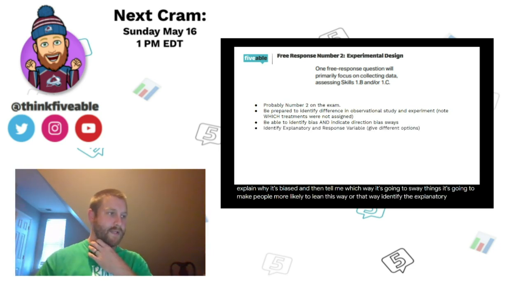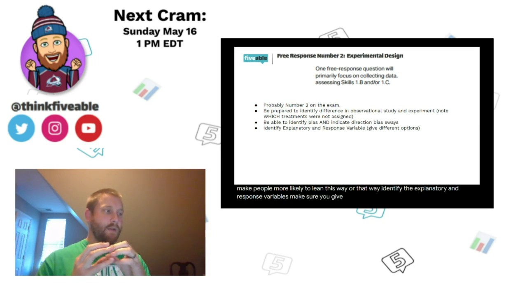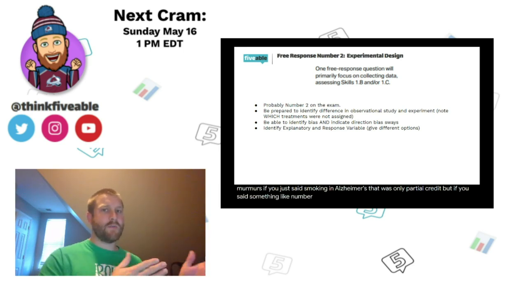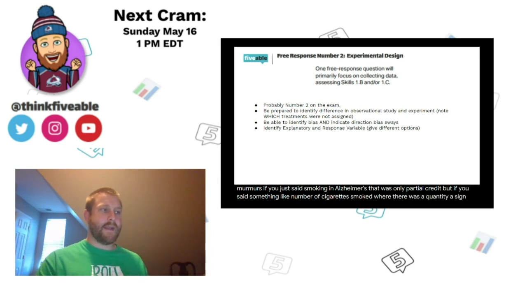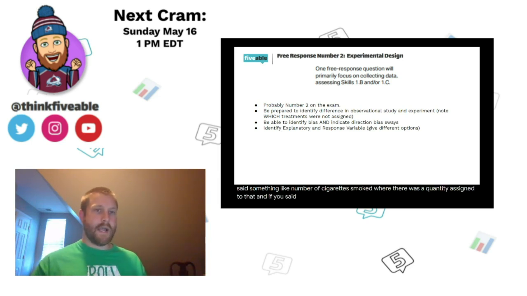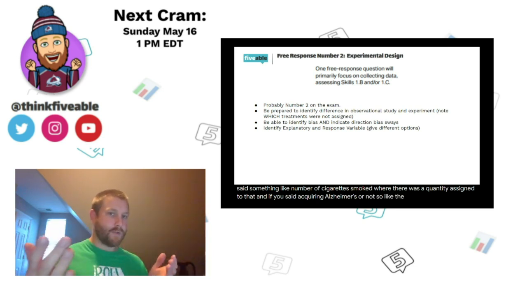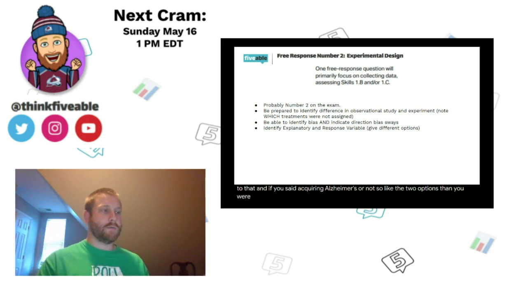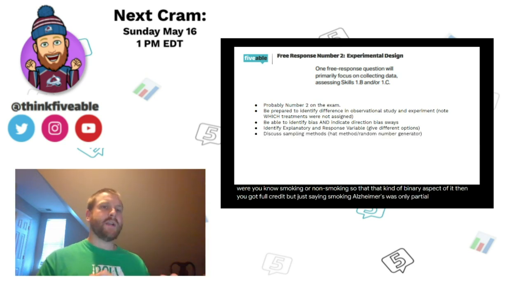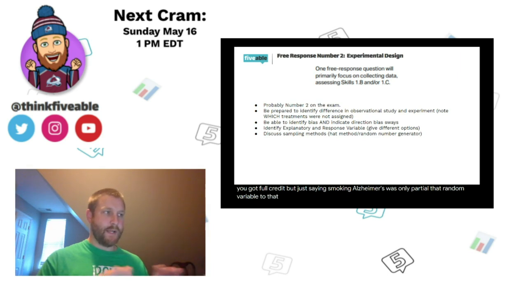Identify the explanatory and response variables. Make sure you give a clear option. So like the smoking and Alzheimer's, if you just said smoking and Alzheimer's, that was only partial credit. But if you said something like number of cigarettes smoked, where there was a quantity assigned to that, and if you said acquiring Alzheimer's or not, so like the two options, smoking or not smoking, that kind of binary aspect of it, then you got full credit. But just saying smoking Alzheimer's was only partial. So assign some quantity to that explanatory variable, or a binary status.